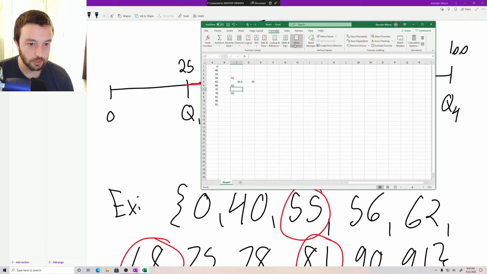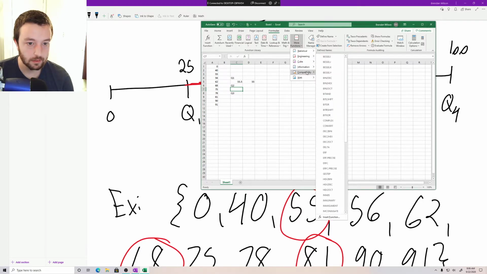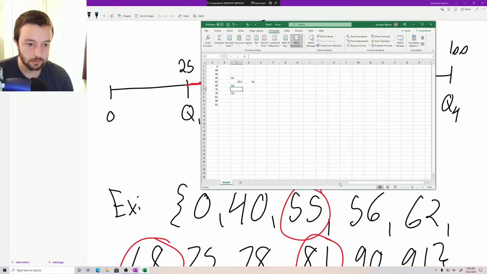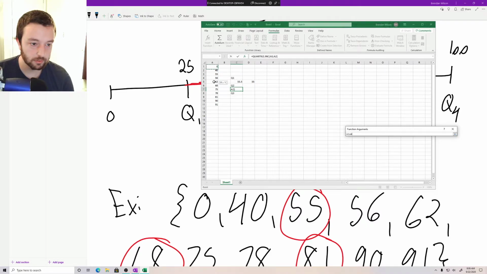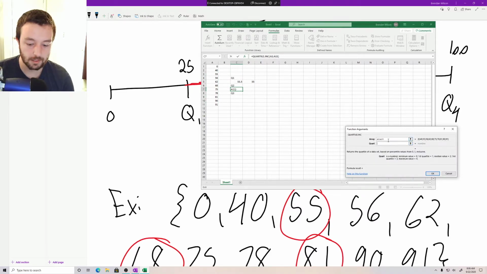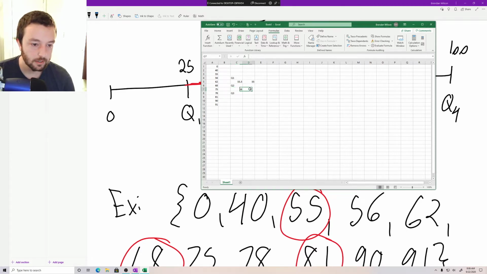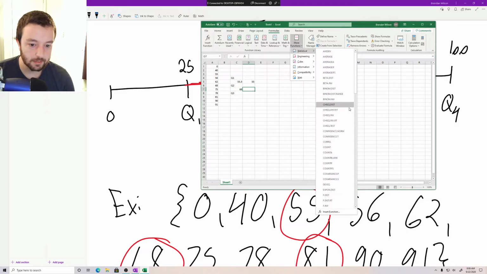Now Q2, it should be the same either way. Because it's the median. Let's check though. So I'll do the included one first for all of these and then the excluded one second. So that's the included one, 68, which is what we got.